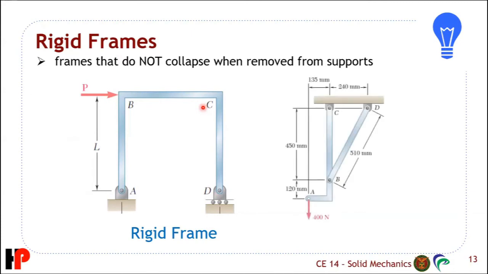Compare it to this one. This is still a frame kasi meron kang multi-force member. Pero kapag inalis mo yung supports na yan, pin-pin, itong BD iikot. Imagine ba? So if you remove this one, it will now collapse. So this one is a collapsible frame. So it is only stationary because of the supports. If you remove it from the supports, hindi na siya rigid.